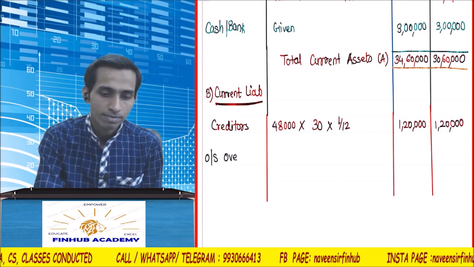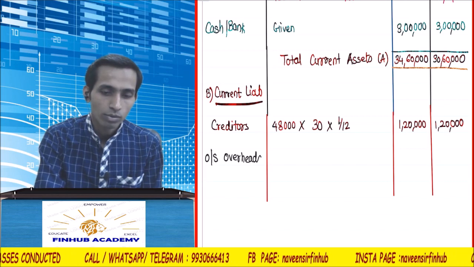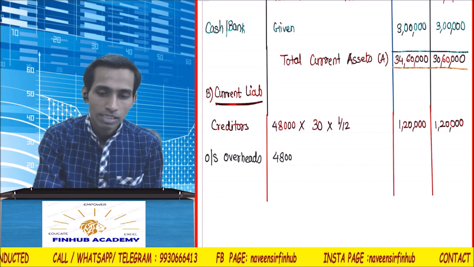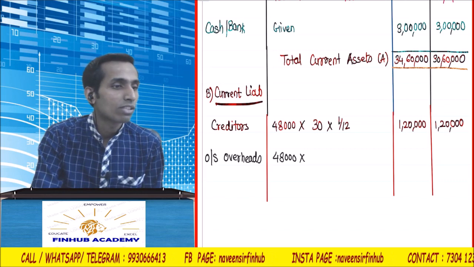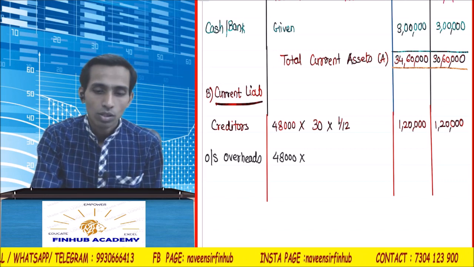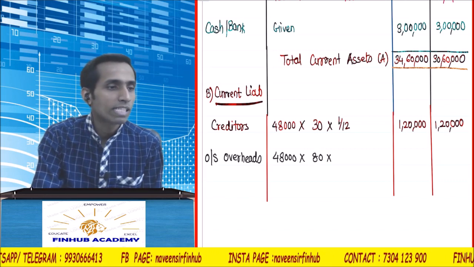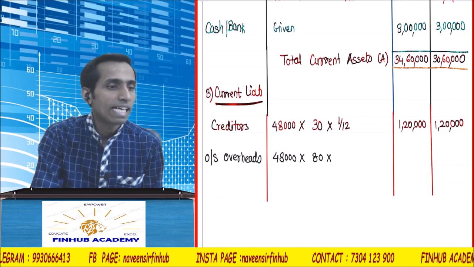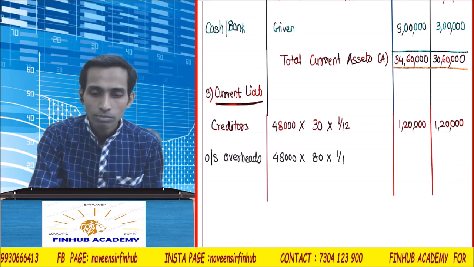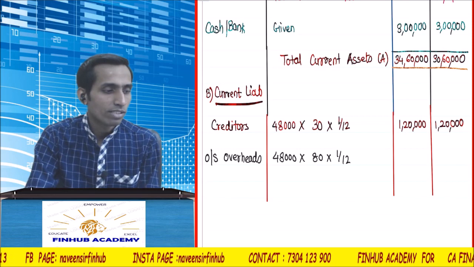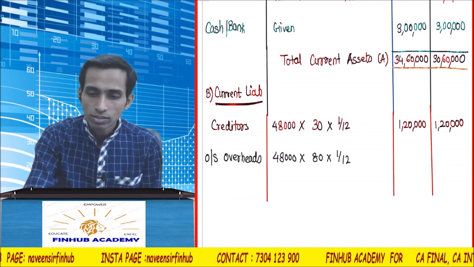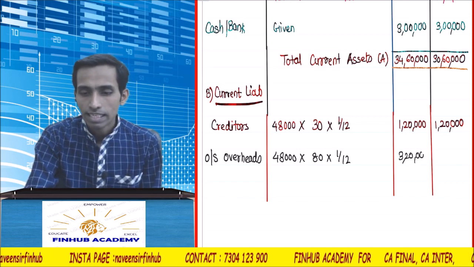Next. Yes, someone's favorite item. Outstanding overheads. 48,000 multiplied by overheads. Overheads was how much? 80. 80 multiplied by, what is the overheads period? Overheads are paid at a time lag of 1 month. So 1 by 12. 48,000 into 80 into 1 by 12. 3,20,000.